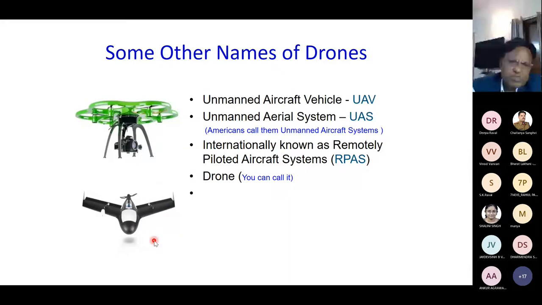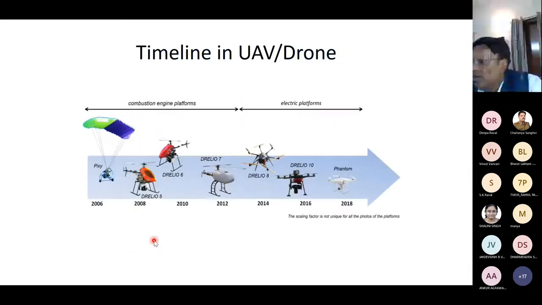drone. You must have seen this drone in functions, various functions, birthday party or the marriage party. If we see the timeline, you know, how the drone technology has developed over a period of time. So you can see right from 2006 and then continuously there are developments in the drone technology, and we are using it now for a very large number of applications.